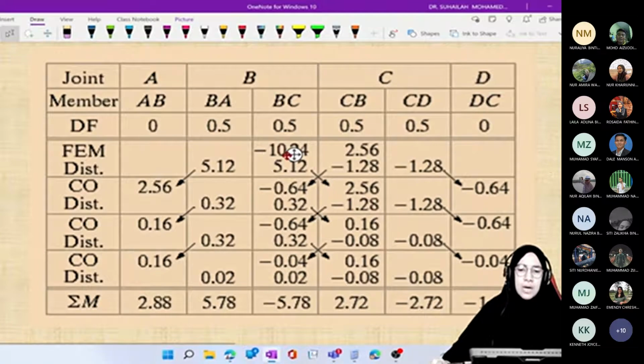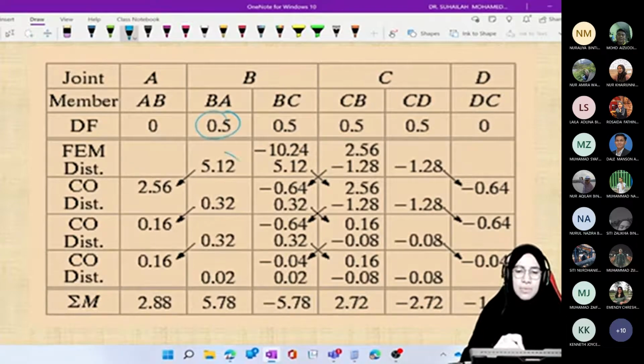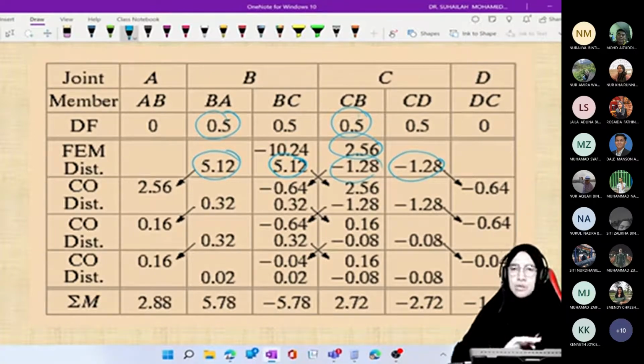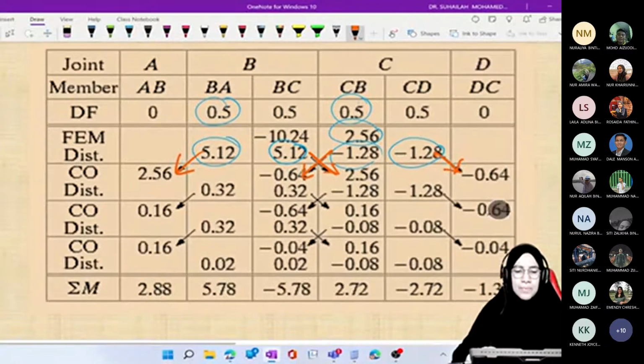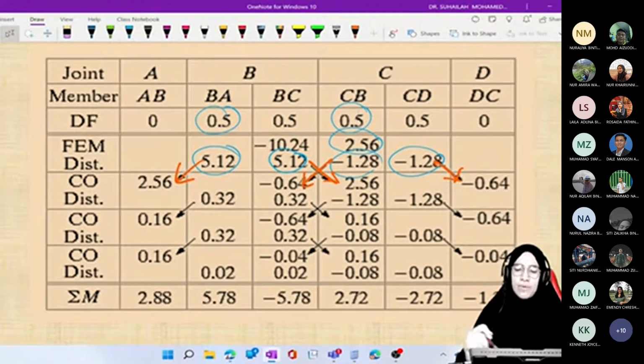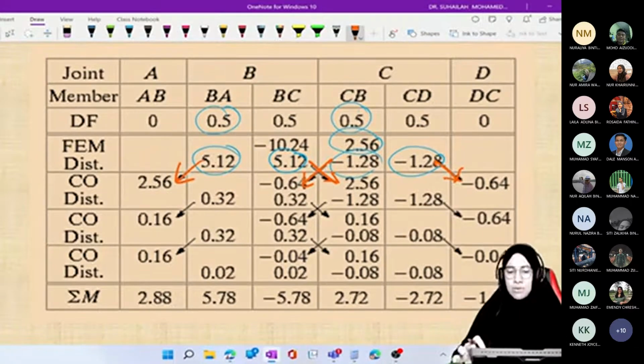We just need to start by changing the sign to joint moment, times the factor, we get 5.12, 5.12, and then 2.56 changed to joint negative 2.56 times 0.5, we get negative 1.28. Carry over because all are fixed, so we have to carry the value, not distribute. The factors are all 0.5, and then we continue the process until the moment reaches zero value, 0.0, you may stop. So we get this.